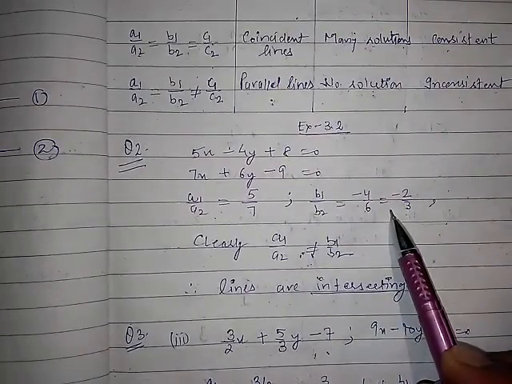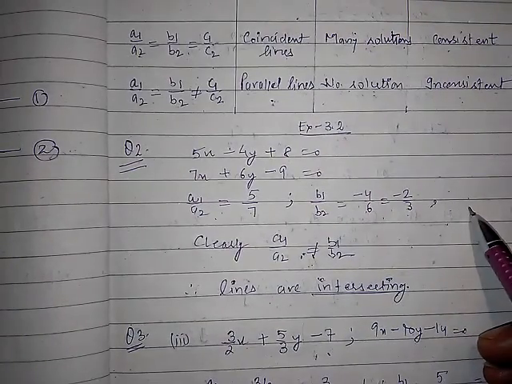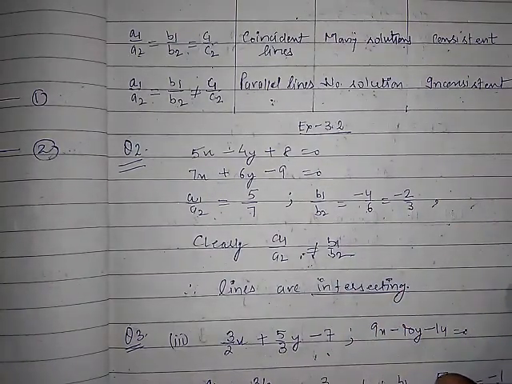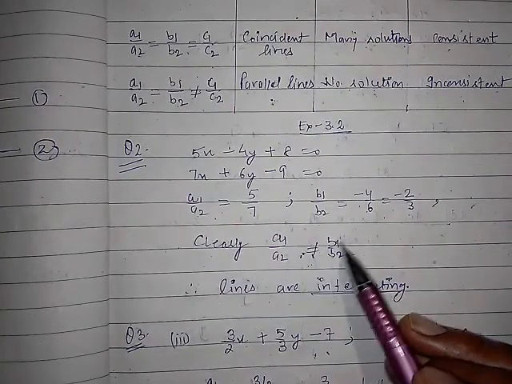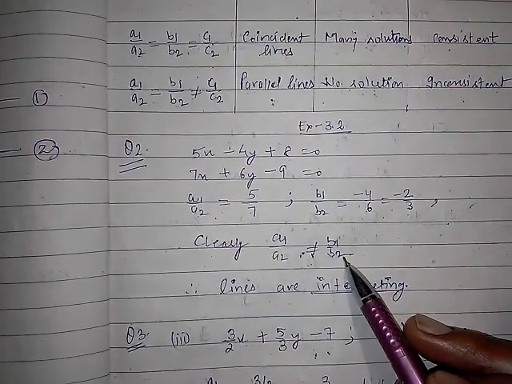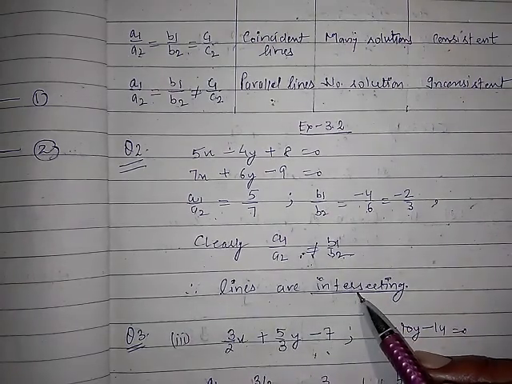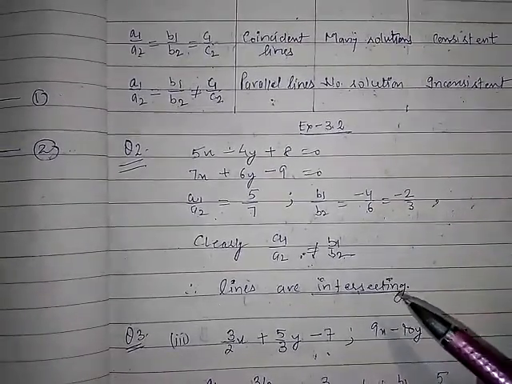In that case, this is your first condition, so there is no need to find out the third ratio. That totally depends on you. No marks will be deducted, no extra marks will be given for that. After that we will write down clearly a1 upon a2 is not equal to b1 upon b2. So the first condition is there, therefore the lines are intersecting lines. Clear? So like this you have to solve your question number 2.